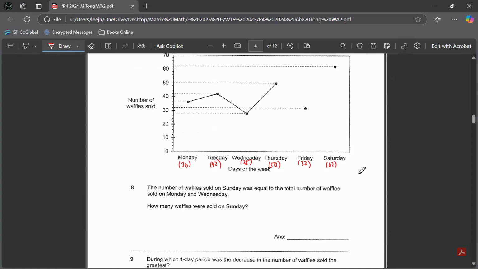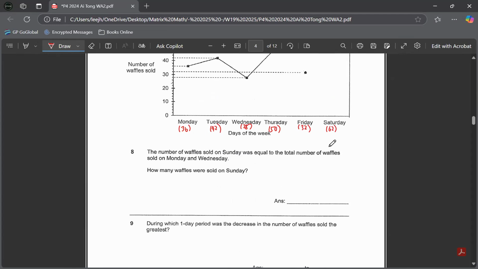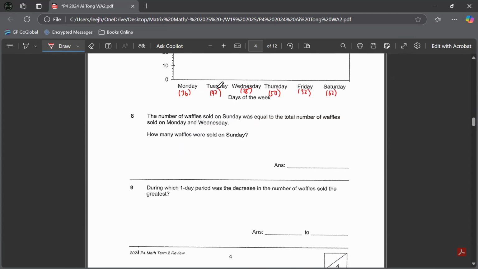So question number 8 is asking us, we can actually just look at these values. This will help us to answer the question. Question 8, the number of waffles sold on Sunday is equal to the total number of waffles sold on Monday and Wednesday.